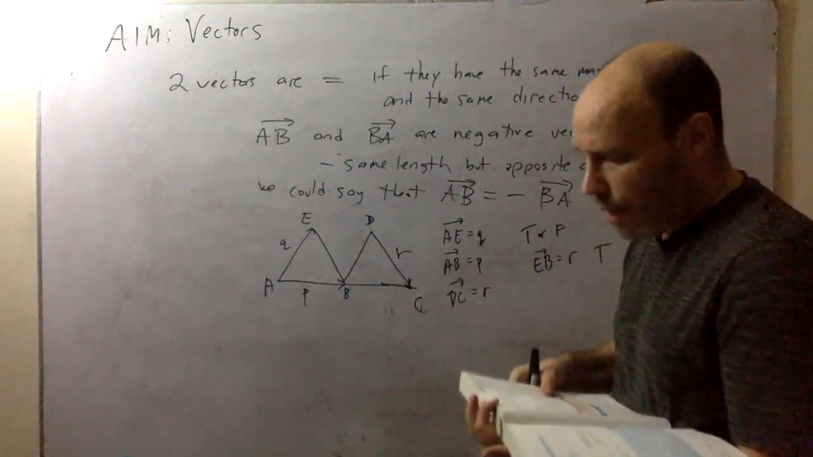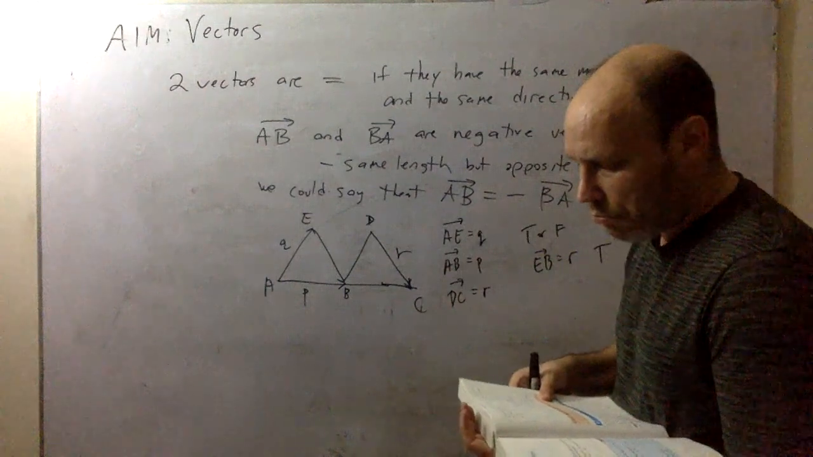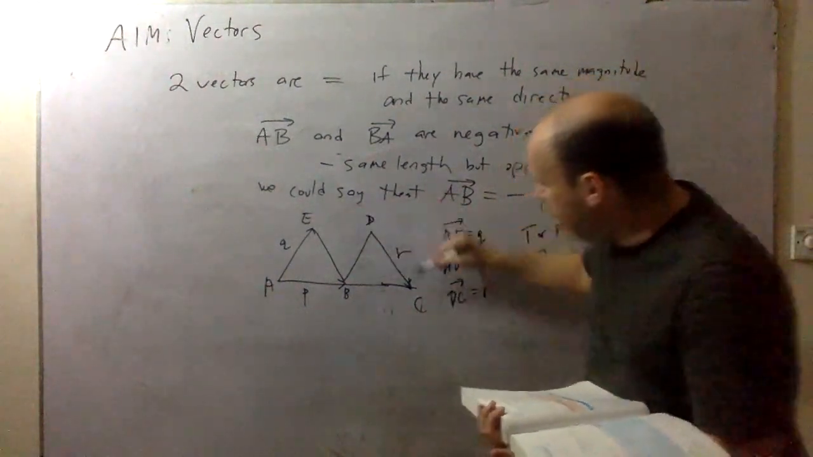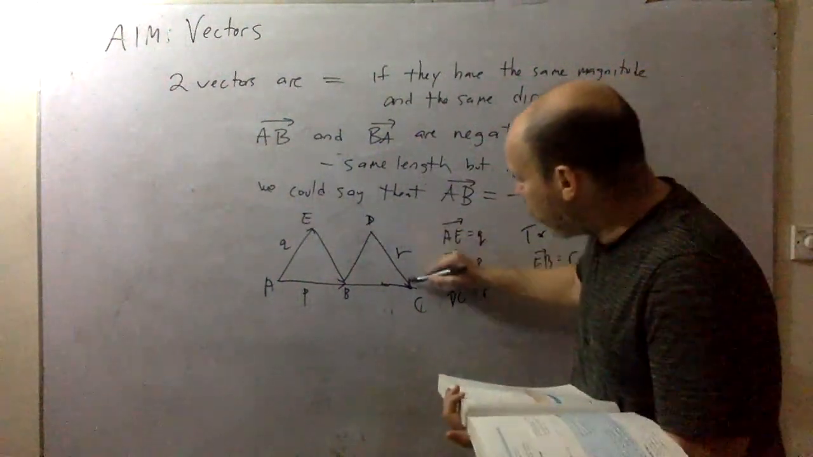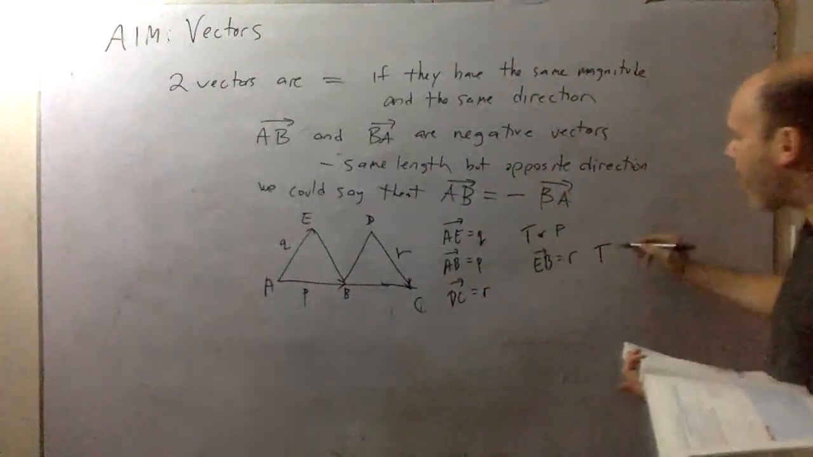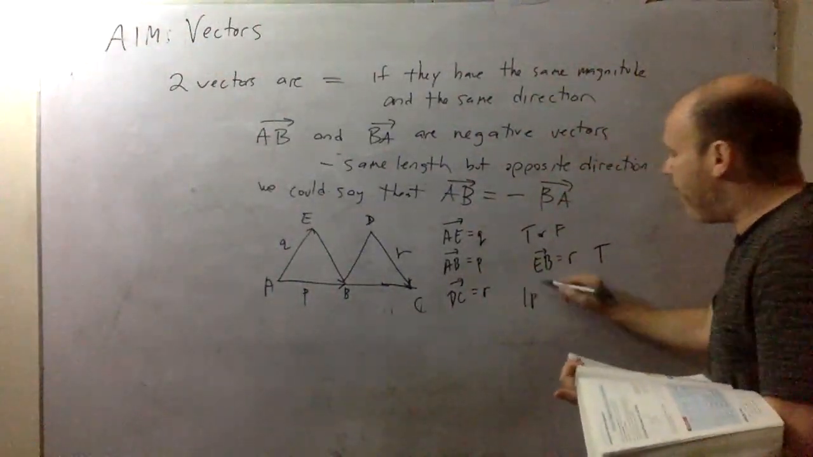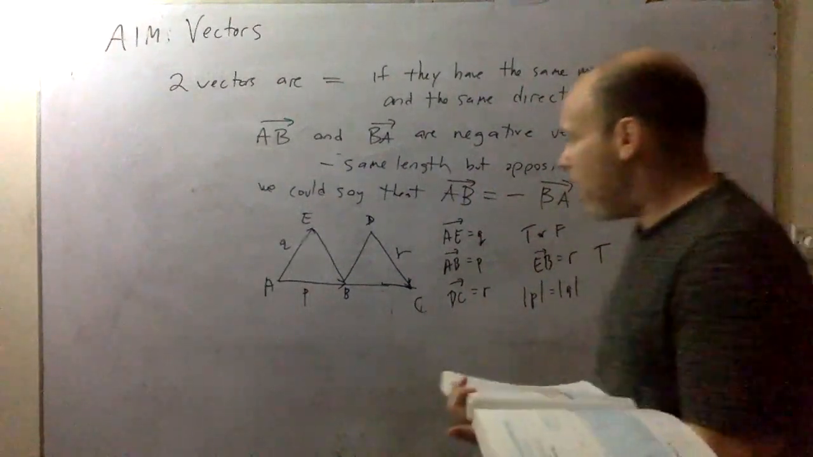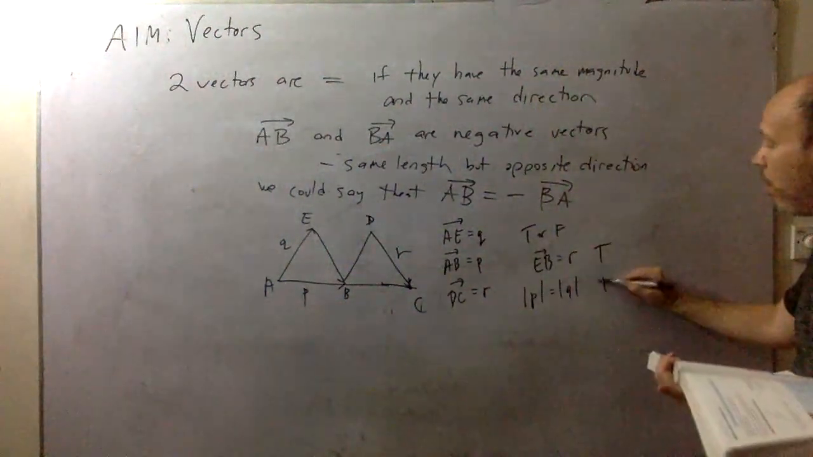And what else do we know? EB and DC go in the same direction. So if DC is R, EB is R. That's true. Next one, the magnitude of P is equal to the magnitude of Q. It's an equilateral triangle, so the magnitudes are equal. That's true.